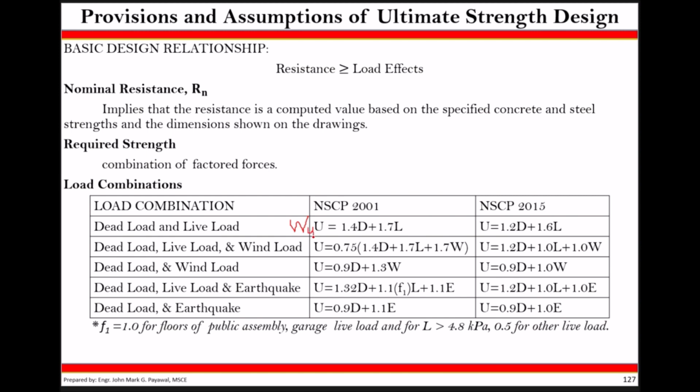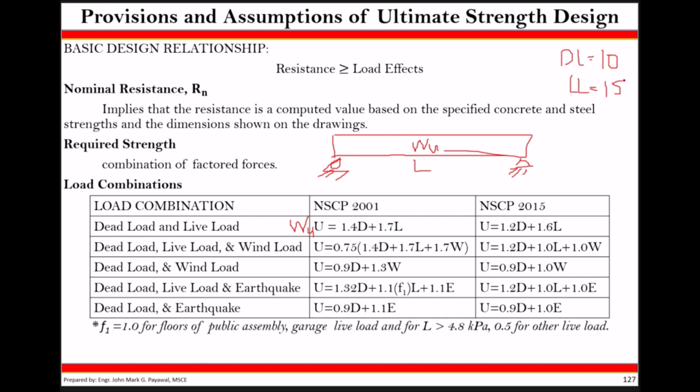If it's just a uniformly distributed load, let's say from a simple span, kunyari, nakaganyan tayo. Wu. Tapos this is a simply supported beam, just assuming length L. If we say that my dead load is equal to 10, my live load is equal to 15, therefore, we can compute for Wu under 2001.